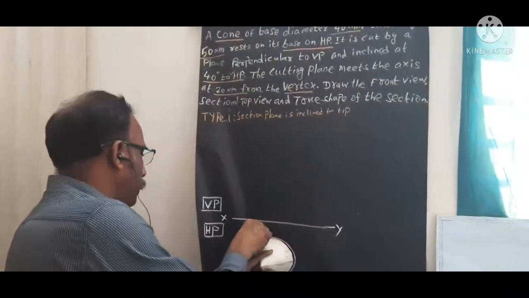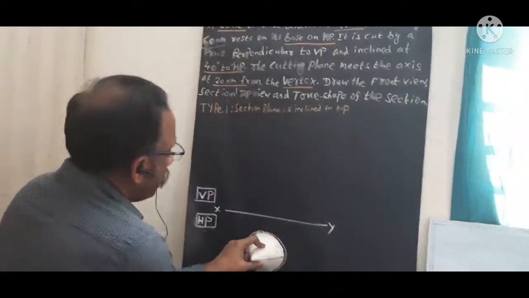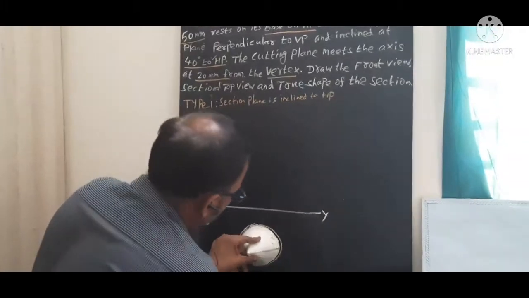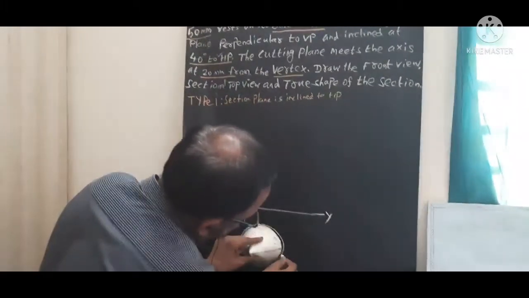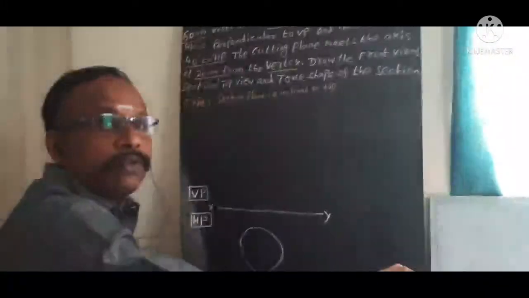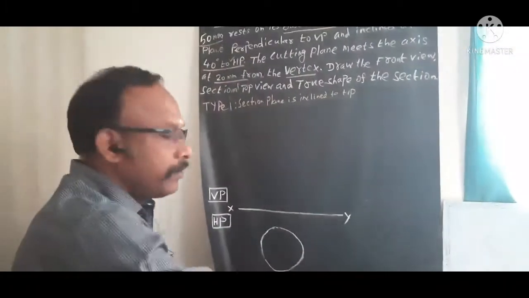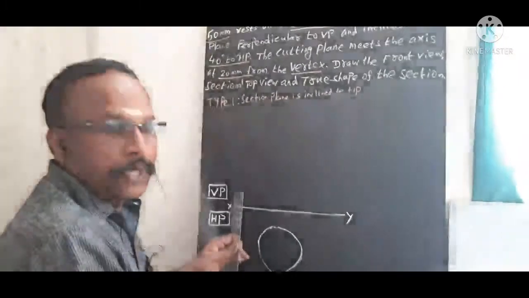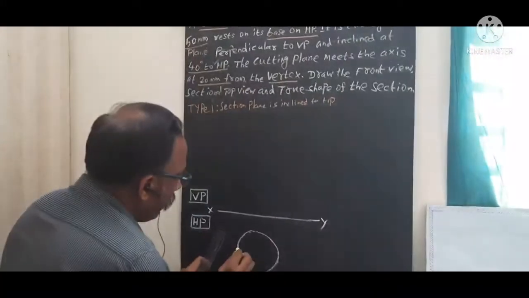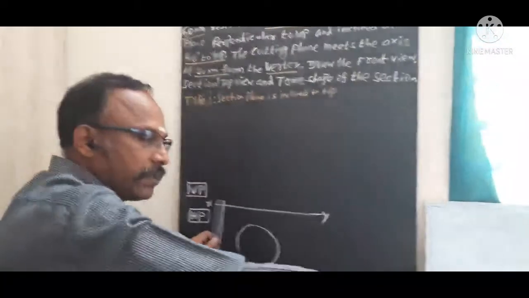So you need to draw this. Now you can take the 20 mm radius, because the diameter is given as 40 mm. So by using the compass, you need to take 20 mm radius. Then we are going to draw this particular top view.